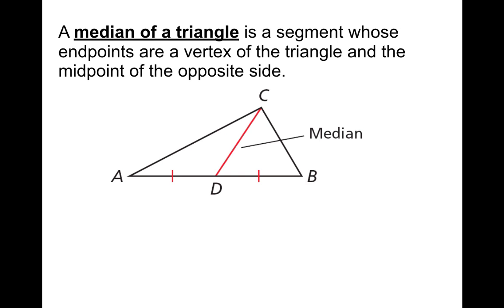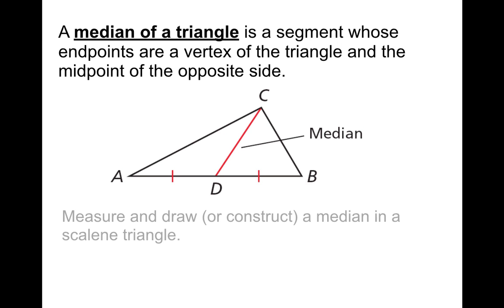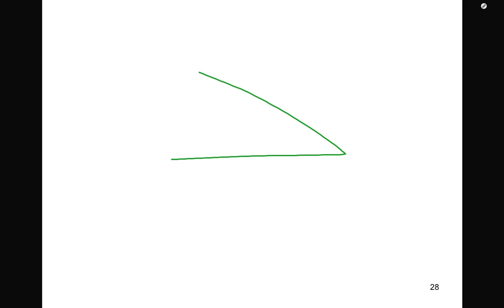So in your notes, you'll see a space for a construction of a median. I'd like you to grab the compass and straight edge, and let's do a construction. So make yourself, as best you can, just a scalene triangle of some kind. Try not to make it equilateral.